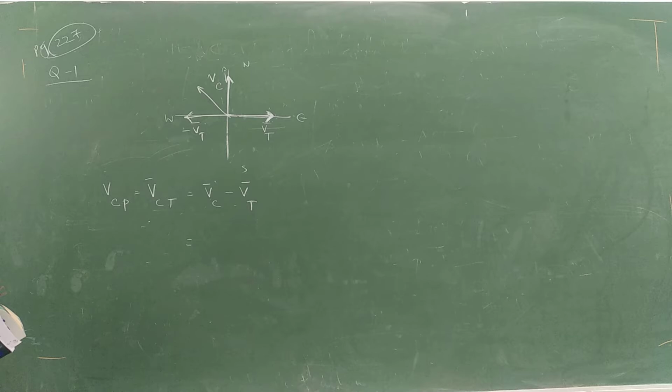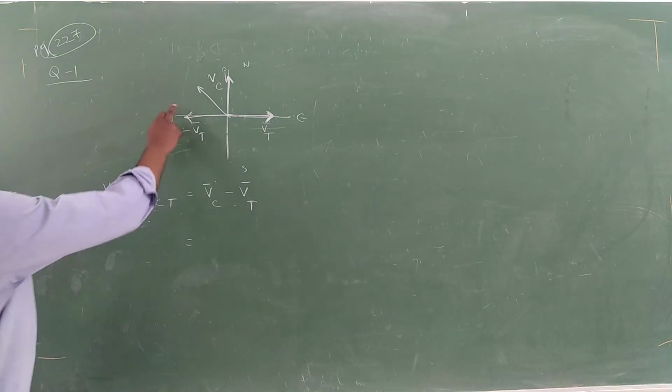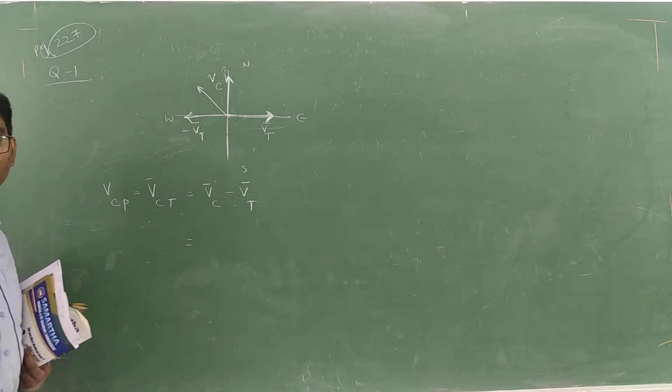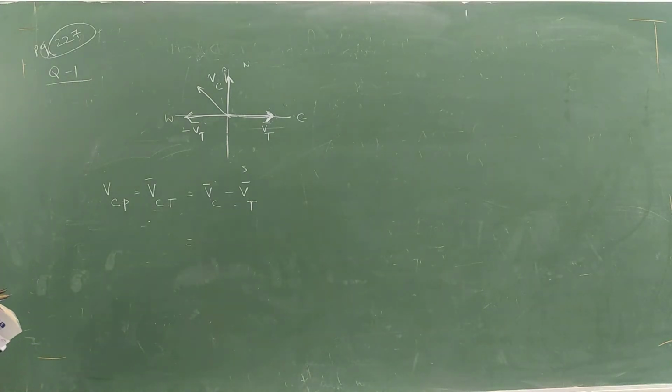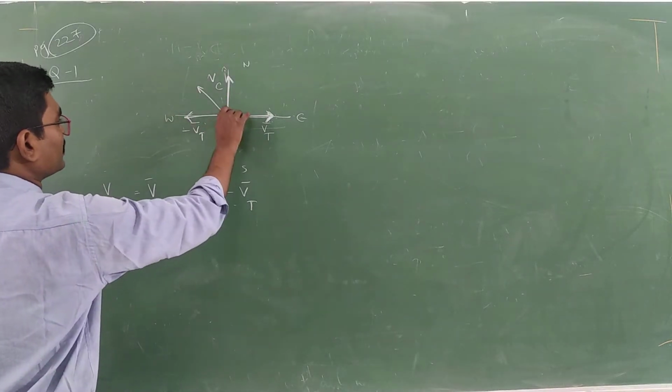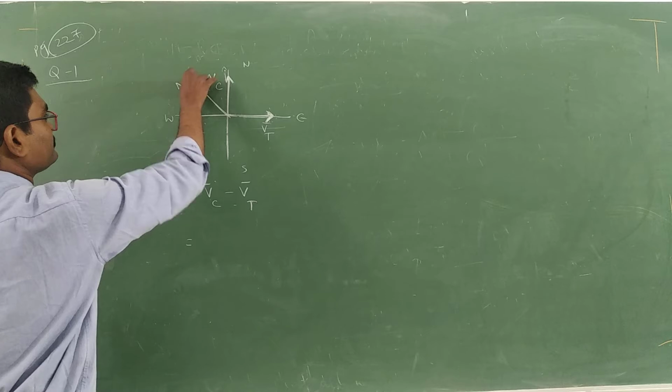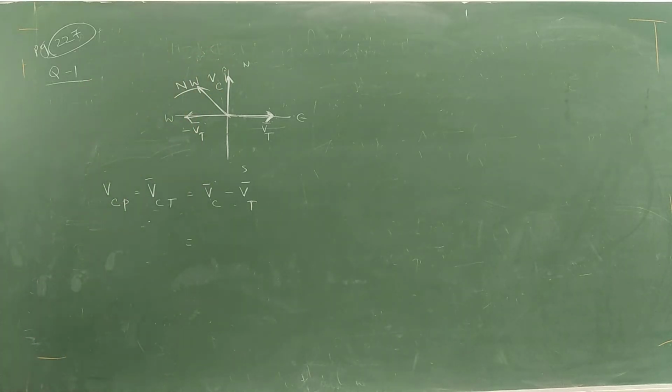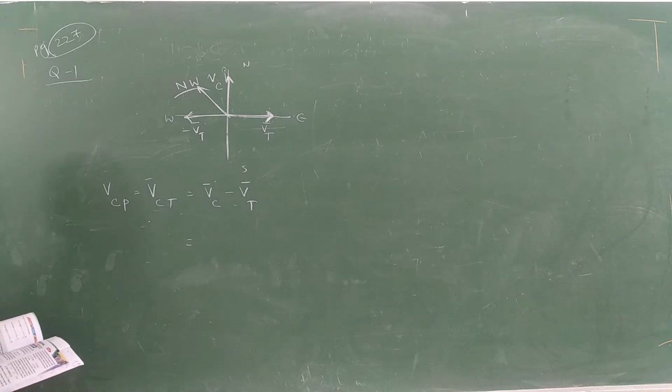So, what is the direction? Northwest. That is the answer. The car appears to the person who is there in the train to be in the northwest direction. Understood? Clear or not? So this is north and this is west. The resultant is northwest. Okay? That is the answer. Right. Next. Go to the next question.